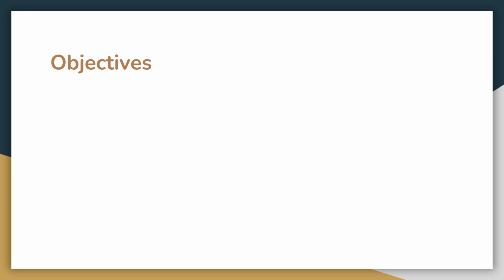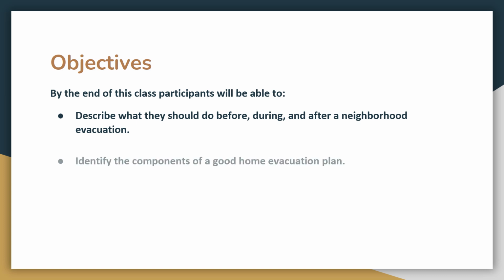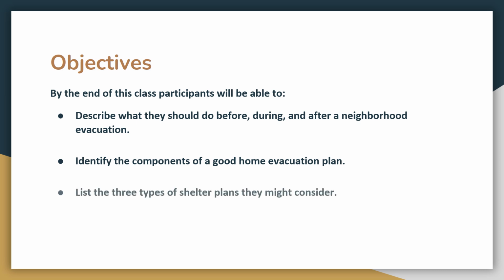So today the objectives: by the end of this class, you should be able to describe what you should be doing before, during, and after a neighborhood evacuation, identify the components of a good home evacuation plan, list the 3 types of shelter plans, and explain any special considerations that you need in your plan.